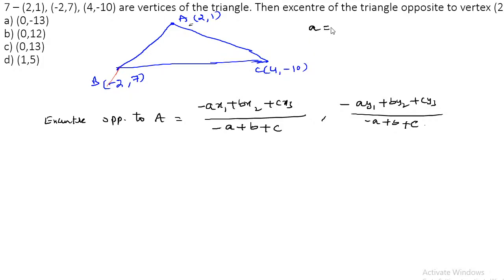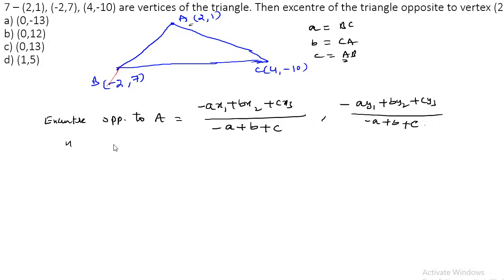What is A? A is BC. What is B? B is CA. C is AB. So A is the length of the side BC and B is the length of the side CA. C is the length of the side AB. So this is the formula for finding the coordinates of the excentre opposite to vertex A.